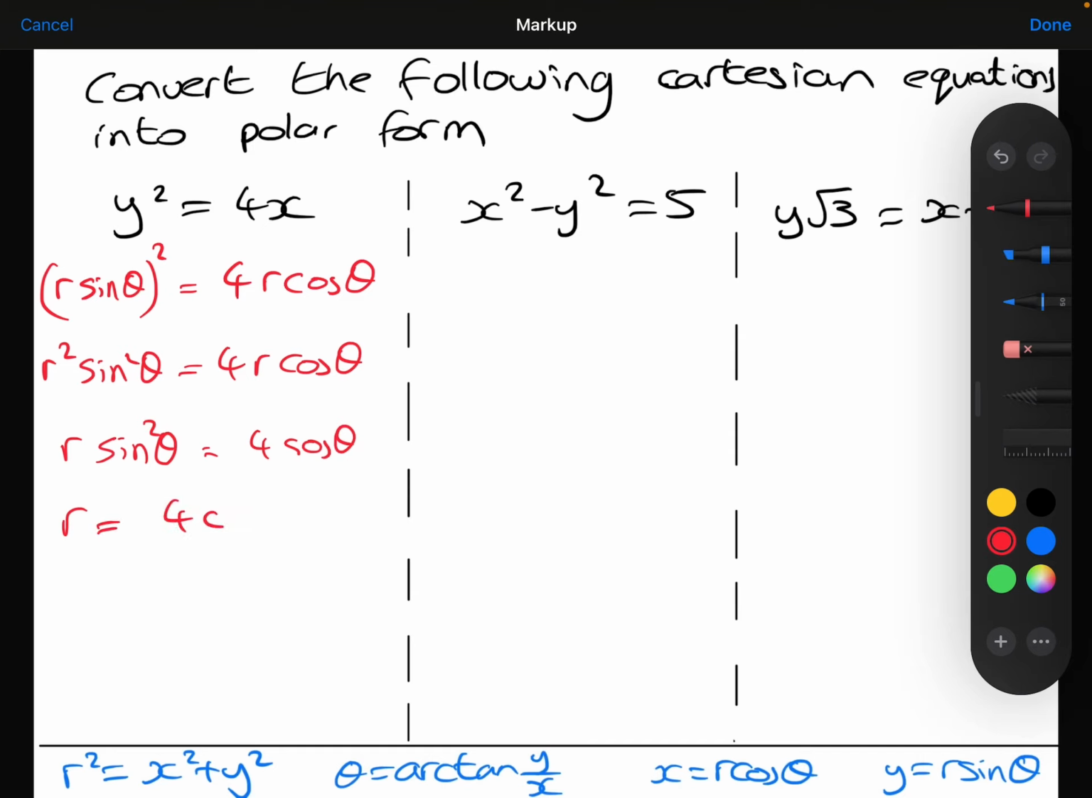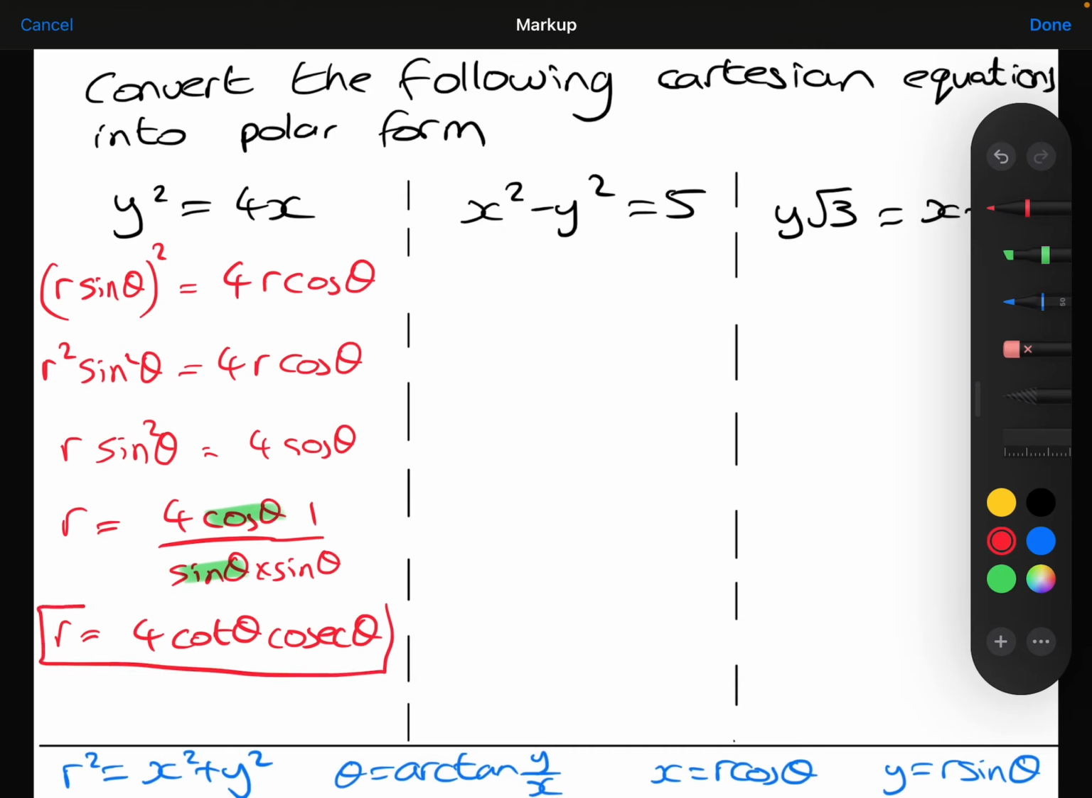So r equals 4 cos theta over sine squared theta, which I'm going to write as sine theta times sine theta, because that will allow me to simplify this to be 4 cot theta. That is the cos theta over sine theta. And then I've got the 1 over sine theta, which is cosec theta. So this is the polar form of this.